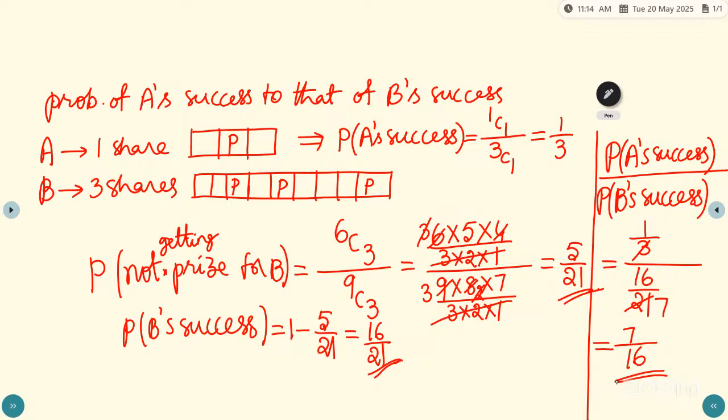B's success ratio. Why is it more? What is the reason? Do remember, this is a very important thing related to investments.